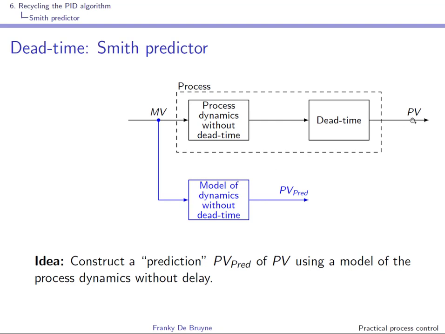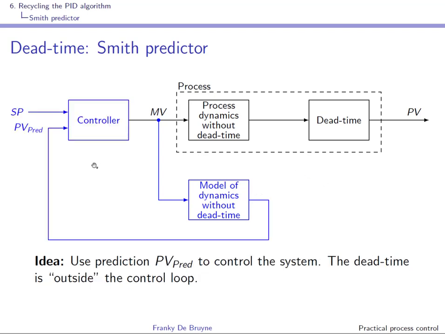And instead of using PV, we're going to use the predicted PV, and this is a prediction that is in advance of PV, right? And it's in advance of a time that corresponds to the dead time. We're going to use this one for control, right? So the predicted PV is sent to the controller, right? And as you can see, we have managed to keep the dead time out of the control loop, and this is why this is called dead time compensation.